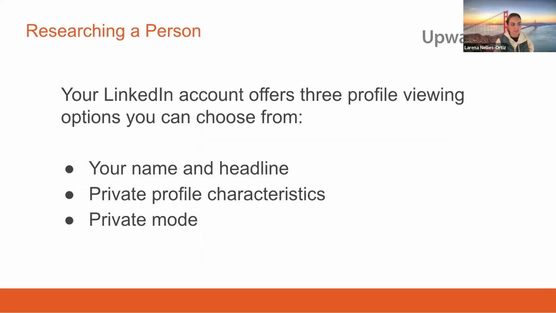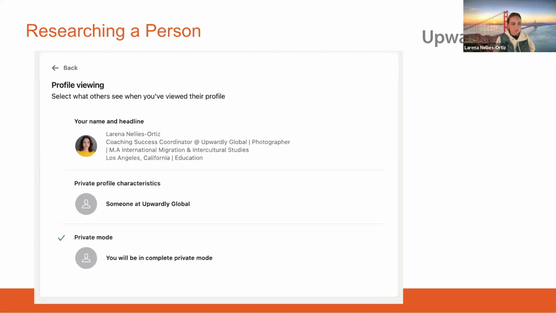The first one is the most information. It's your full name and your summary on the headline. The second option is a little bit less information. It's only, I believe, where you are located and which industry you are in. And private mode is my personal favorite because it's just invisible, right? There's no information that is shared with that person. You can look at their profile as many times as you want, and they will never know who you are. And this is what it looks like.